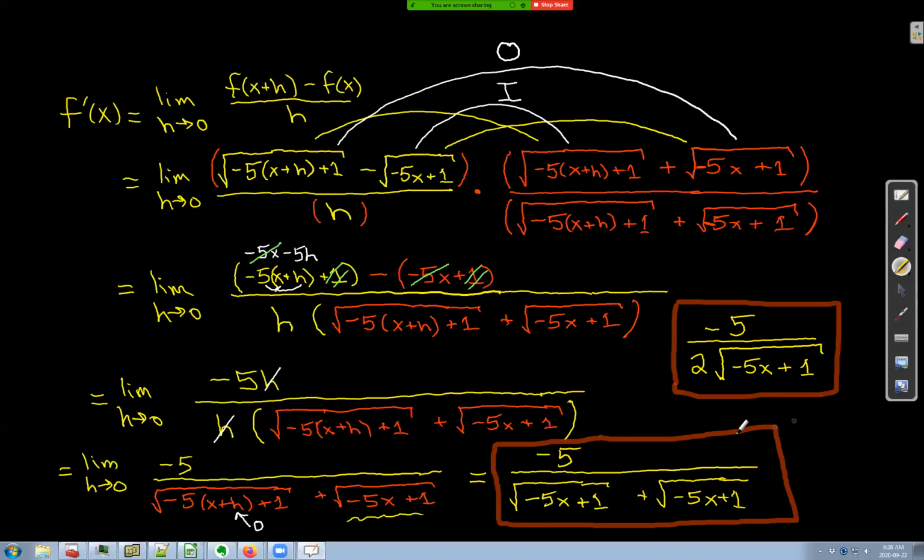So again, these are the same thing. These are the same thing, because the idea there is you've got 2 copies of the square root, and so if you add 2 copies of the same thing, then you've got 2 copies of that thing.